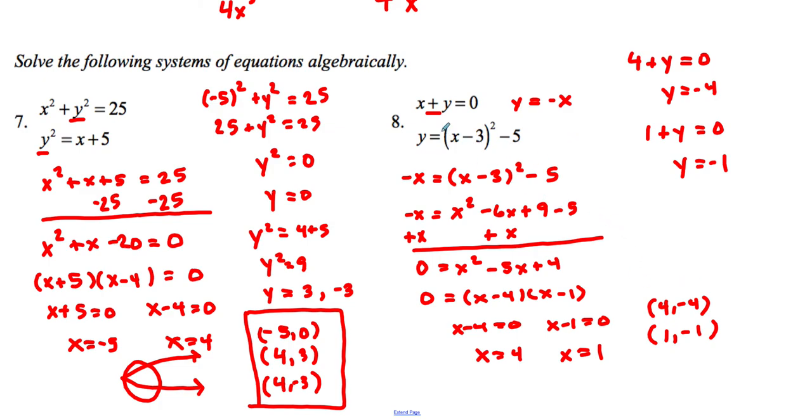Now again, we could take this, we could graph each of these to make sure that this will work. But for time's sake, I'm going to go ahead and tell you that it does. Okay, because this is a line and this is a parabola. The most they can intersect in is 2 points.